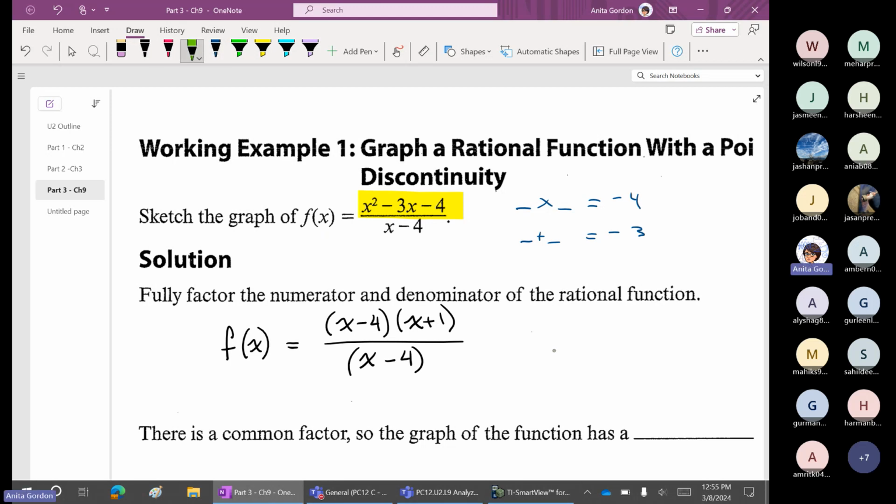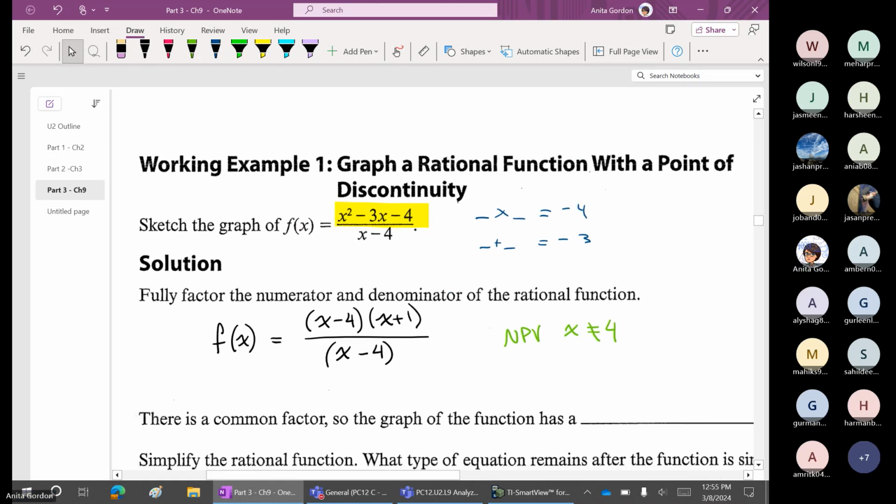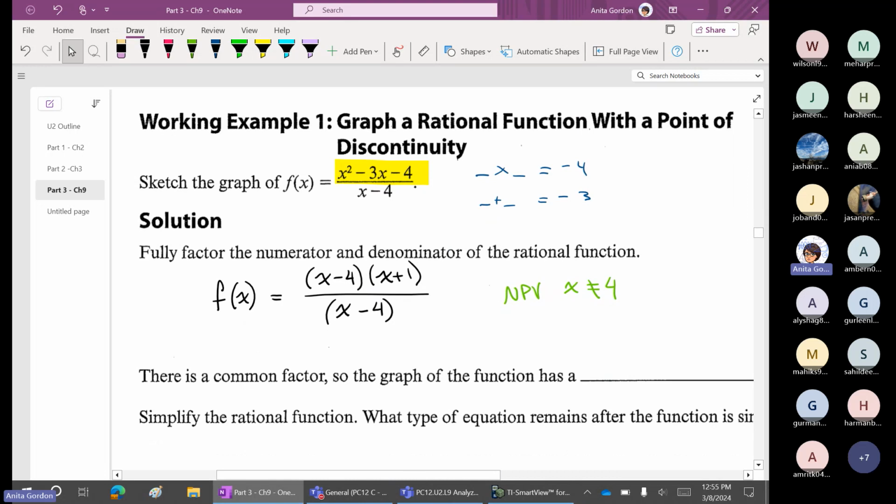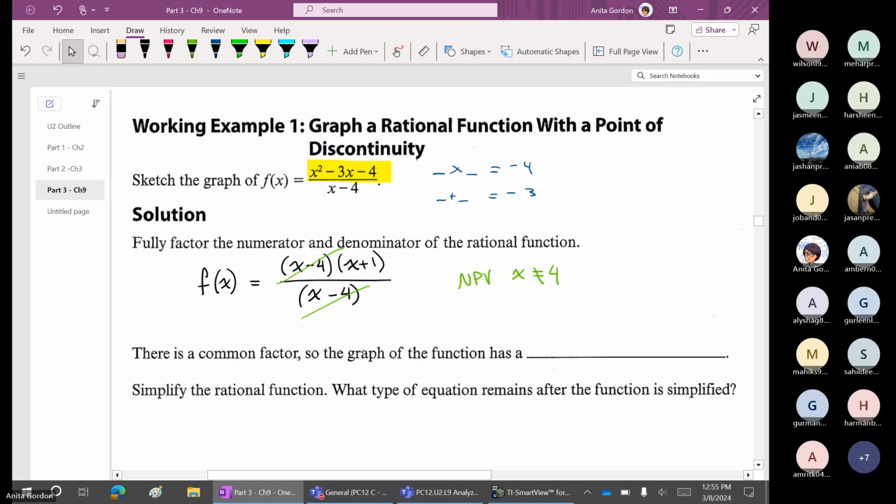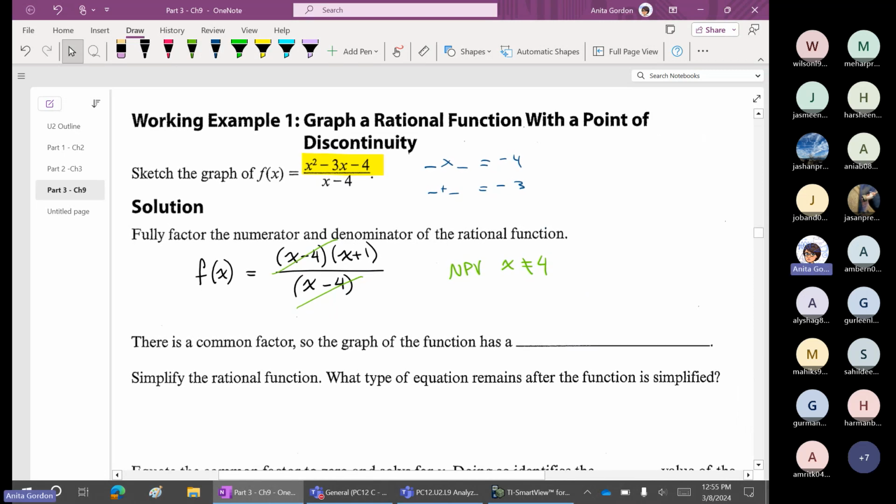Okay, my non-permissible values, I only have one. X cannot be positive 4. Now, because I have a common factor and can cancel this out, this tells me that the NPV is a point of discontinuity or a hole in the graph. So my new function simplifies to x plus 1.